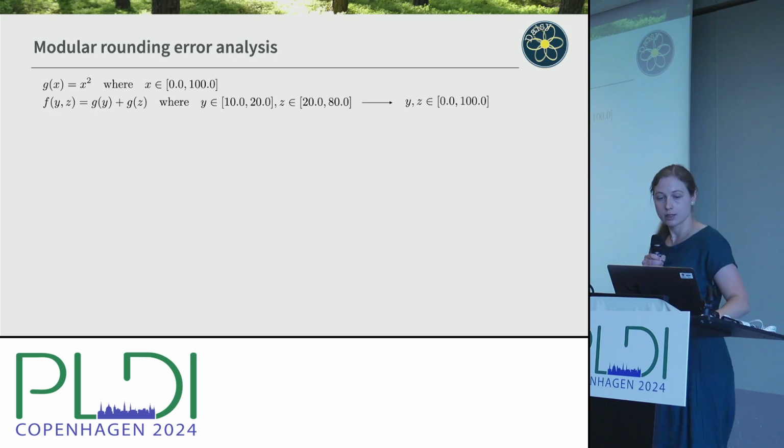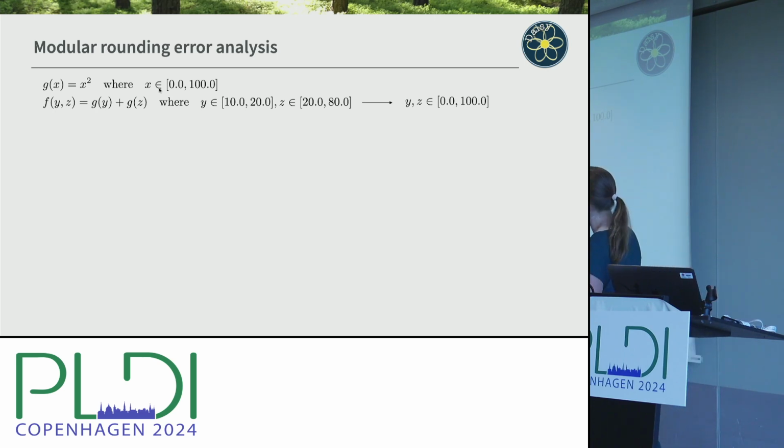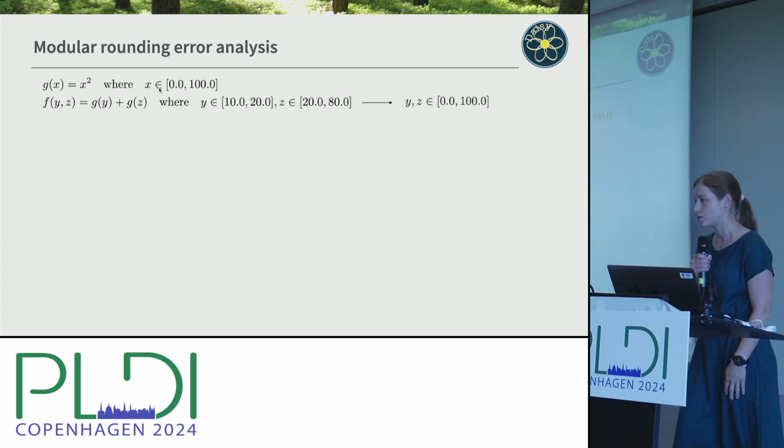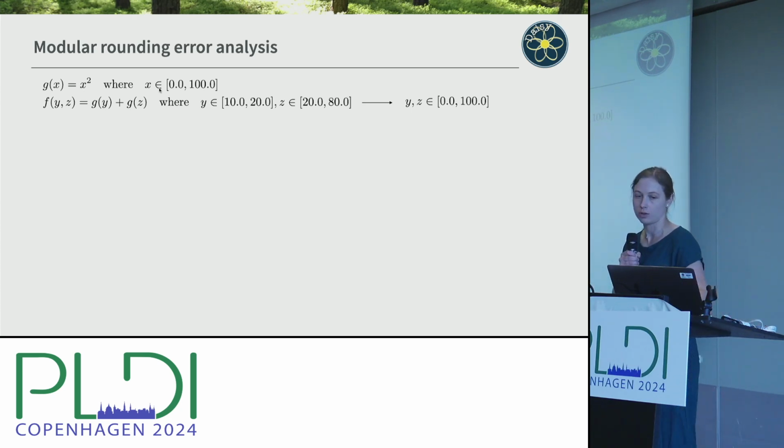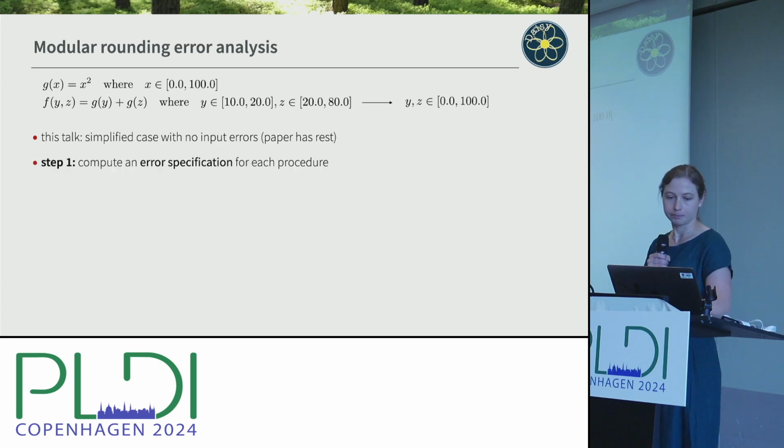You will notice that the input range for our function g is large enough so it's safe to call g with both y and z. So their ranges are inside the range of g. I mean, that's the usual preconditions, if you wish. And I'm right now going to assume that we have no input errors, just to simplify the presentation, but we support them as well.